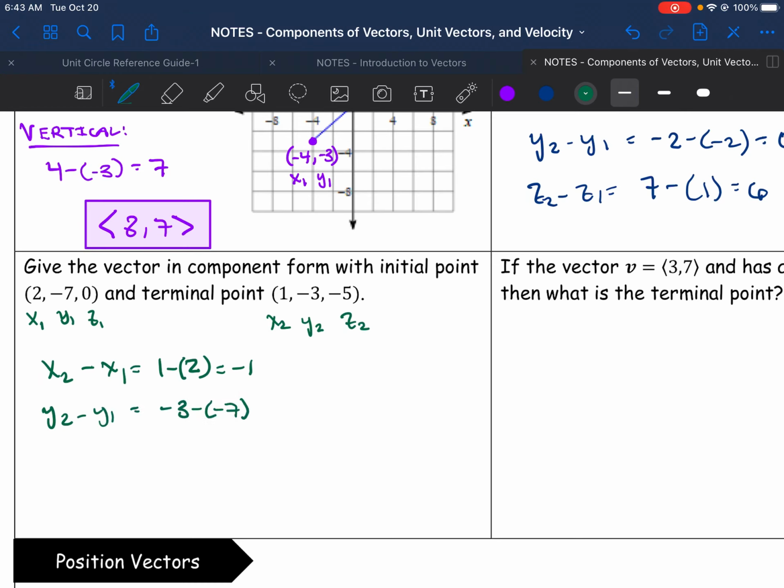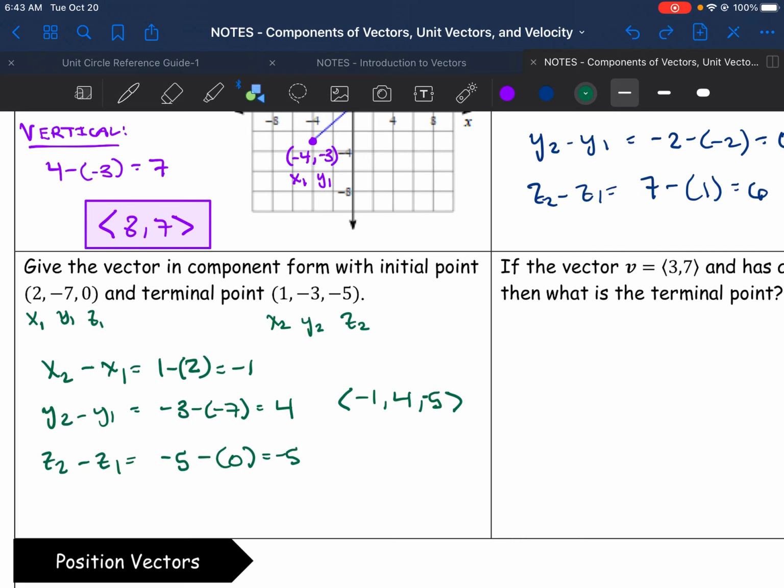Don't forget the double negative. This would be 4 because it's really -3 plus 7. And then we have z2 minus z1, which is -5 minus 0, which is just -5. So our vector in component form would be <-1, 4, -5>.